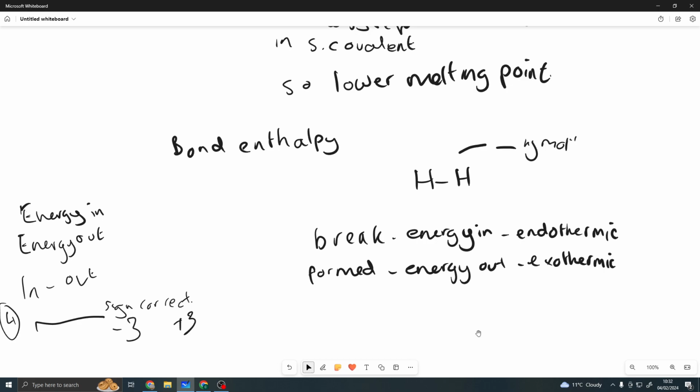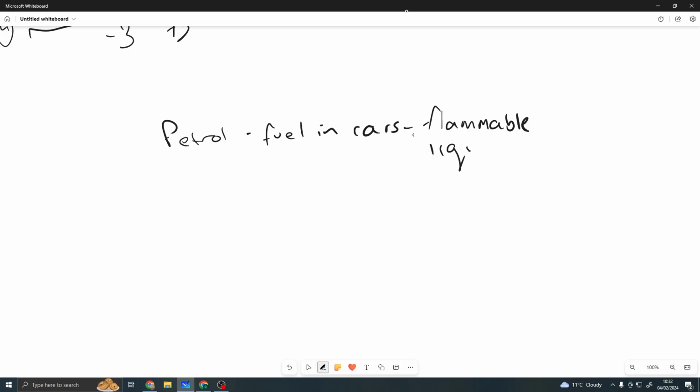Nice. Now the next thing we talked about was the properties of fractions. Now this is, for example, saying if I've got some petrol, okay, you've got to learn the fractions of your fractional distillation. This uses fuel in cars, okay. Now again, they might ask you why, okay. It's very flammable, for example, that makes it good. It's a liquid, which makes it easy to move around. Just got to talk about that.